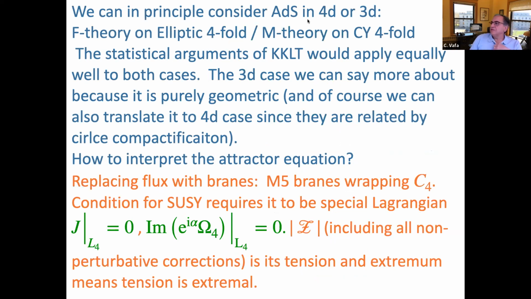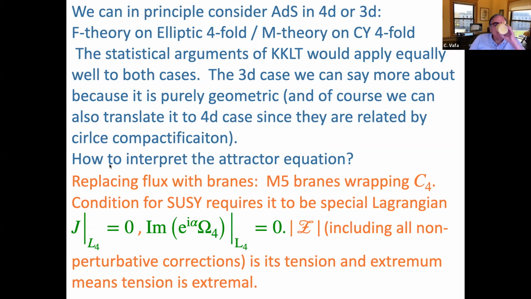We can, in principle, consider AdS in 4 dimensions, which is the case directly related to KKLT, or 3 dimensions. In other words, you can think of going down one dimension and doing M theory on the Calabi-Yau fourfold, by the duality between F theory and M theory. The arguments of KKLT, the statistical argument, apply equally well to both cases. So if one has an issue, the other one has an issue, and vice versa. I will study both of these. In fact, geometrically, it's easier and more unified to talk about the M theory case, because it's one object to talk about. We don't have to split it into RR and NS-NS flux and this and that. It's more general in some sense. So I will mostly think about the 3D case, namely M theory on a Calabi-Yau fourfold, but it easily applies to F theory on an elliptic fourfold.